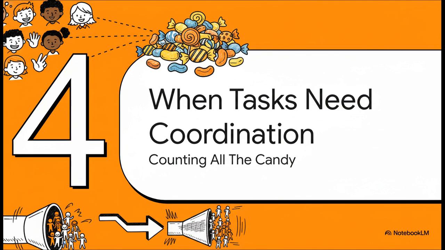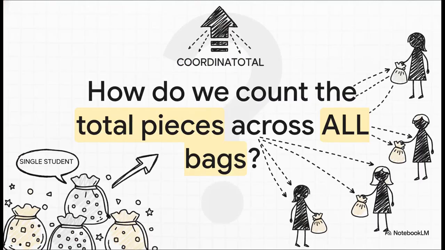And it's exactly where those annoying performance bottlenecks start to pop up. Just think about it for a second. One student can't answer this question by themselves. They only know how many candies are in their bag. To get the grand total for the whole classroom, they're going to need to get the numbers from every other student. And this need for coordination, it changes the entire game.